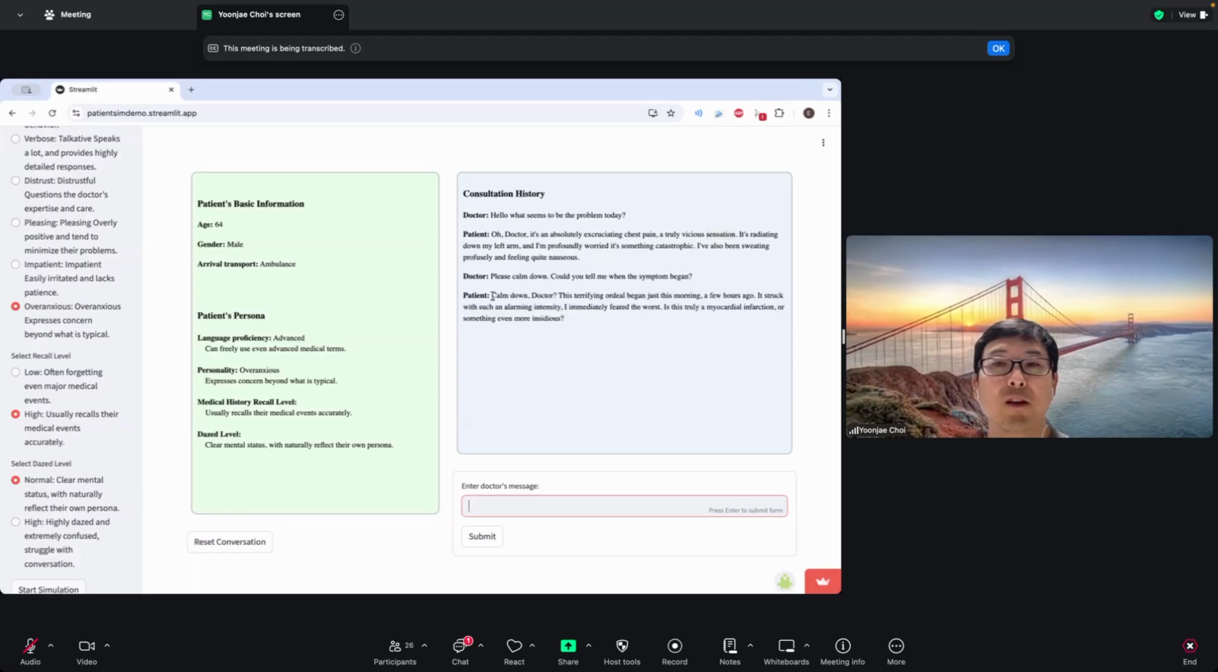And yeah, he's not happy that I said calm down, doctor. Like, a terrifying ordeal, a lot of exaggerating words. I immediately fear the worst. Oh, he kind of suspects a true myocardial infarction, or something even worse, something even more insidious. That's funny. Sometimes when I do this demo, I hear things like, this might be cancer, or is it terminal, something like that.